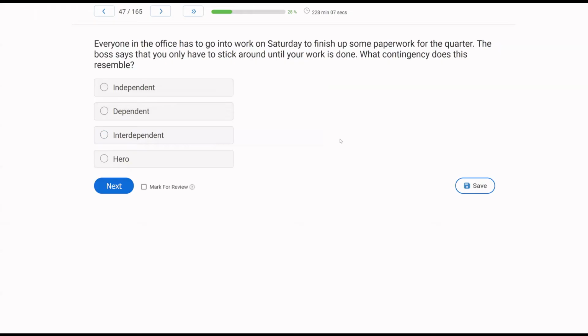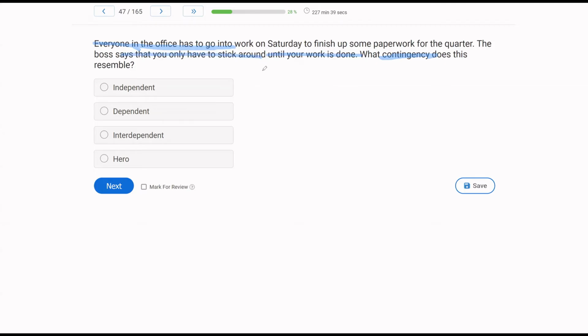Everyone in the office has to go to work on Saturday to finish up some paperwork for the quarter. The boss says that you only have to stick around until your work is done. What contingency does this resemble? So we've got a contingency that involves a group, right? Everyone in the office. So this office team goes to work on Saturday. You got to finish up paperwork. The contingency is once your work is done, you can leave.